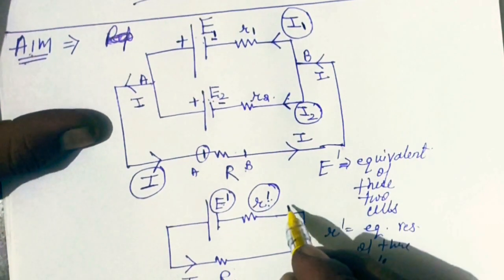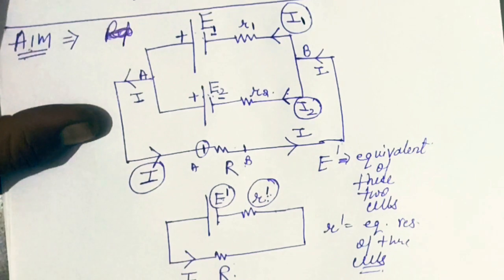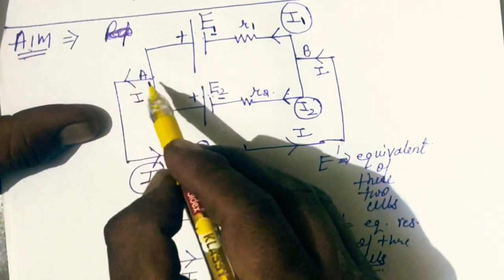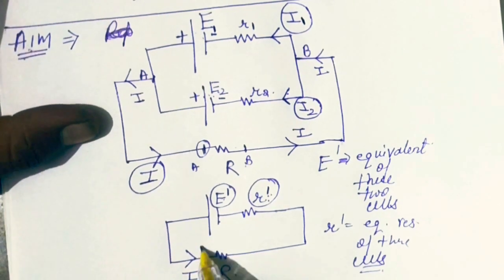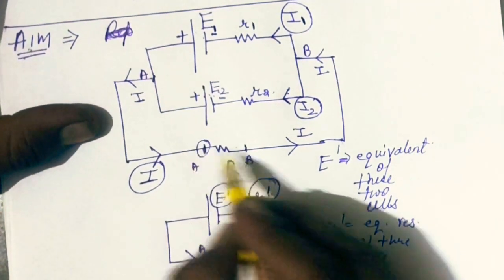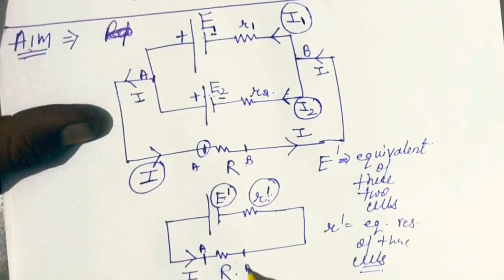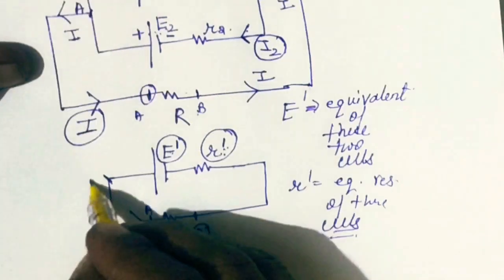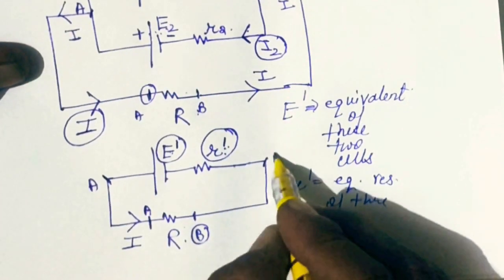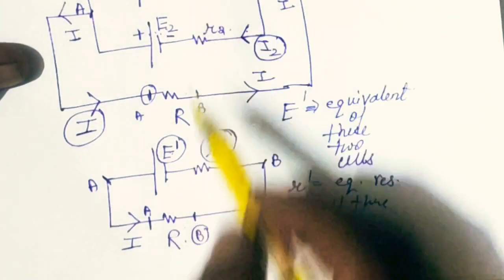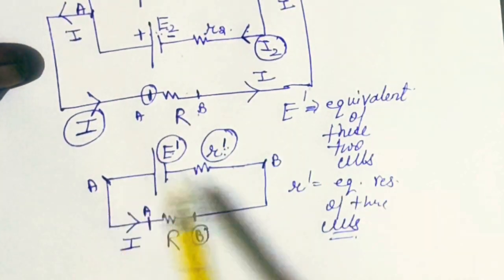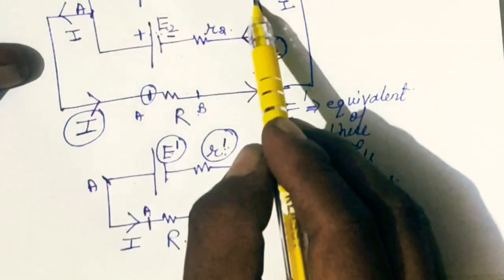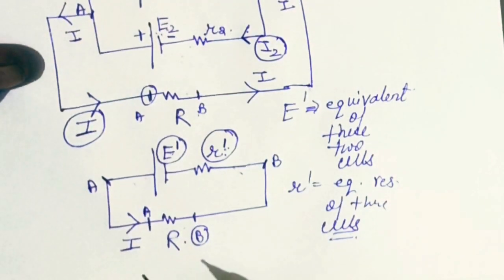Talking about the naming of the points, I have called this point A, to which the external resistance is connected, and this point B, to which the external resistance is also connected. When a single cell replaces these two cells, I'll assume that between these two points A and B, instead of two cells, a single cell is being used.